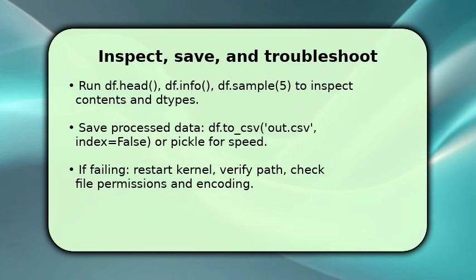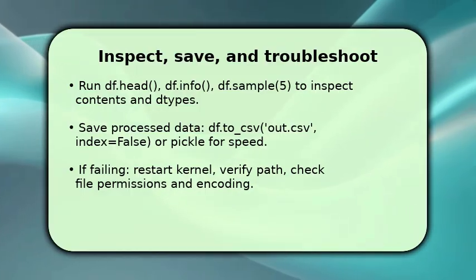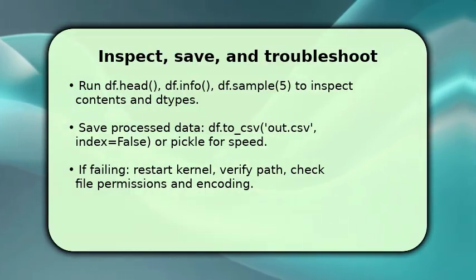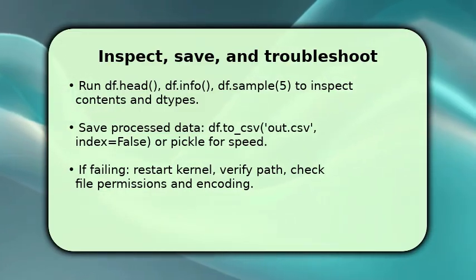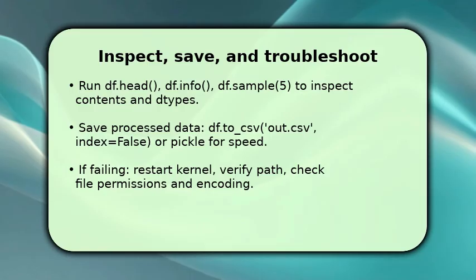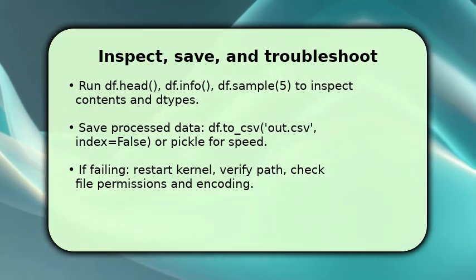You finish by inspecting the loaded data frame. Use df.head, df.info, and df.describe to confirm rows, types, and missing values so you know what cleaning is next. When you're done processing, save results with df.to_csv or df.to_pickle to preserve work.